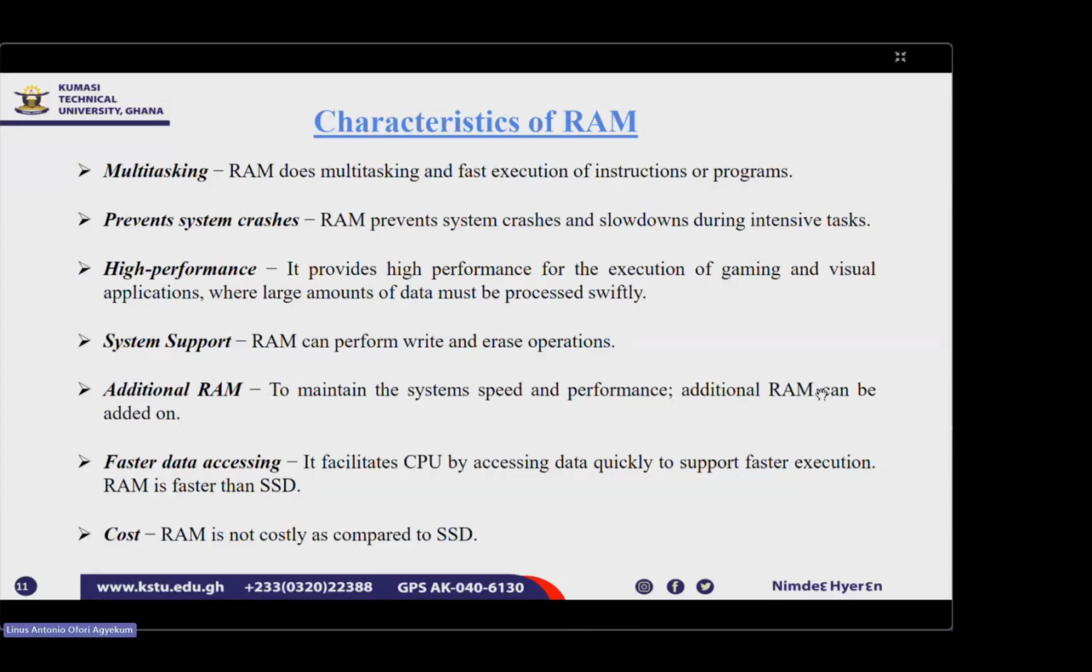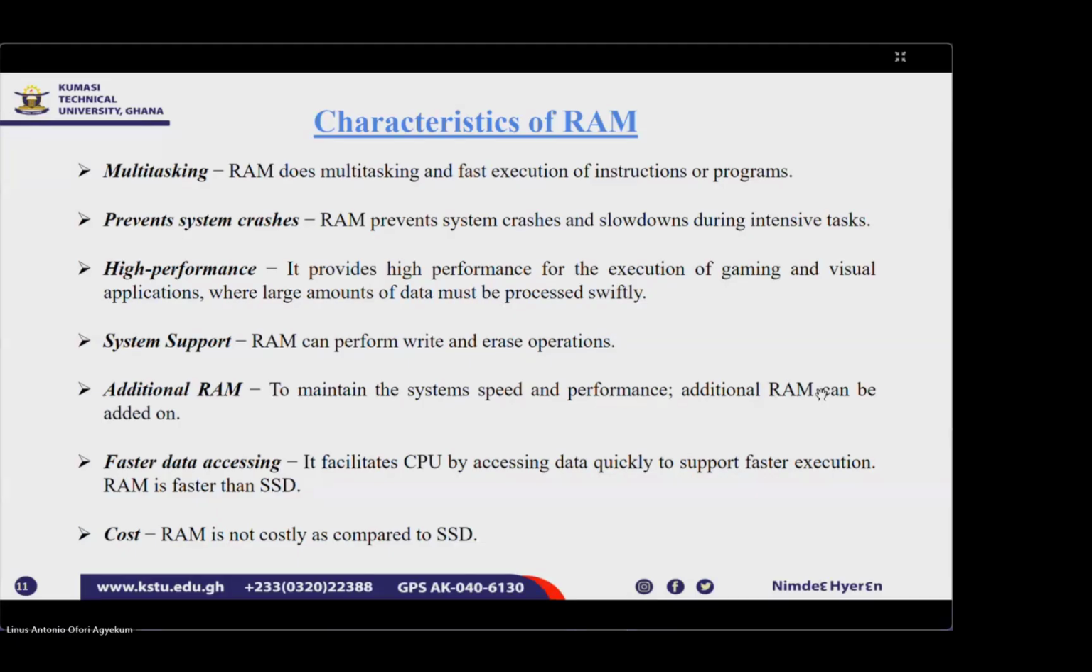The first characteristic is that it is multitasking. It allows for several programs to be executed at the same time and concurrently, or it allows for several instructions to be executed at the same time. Yes, Richard.